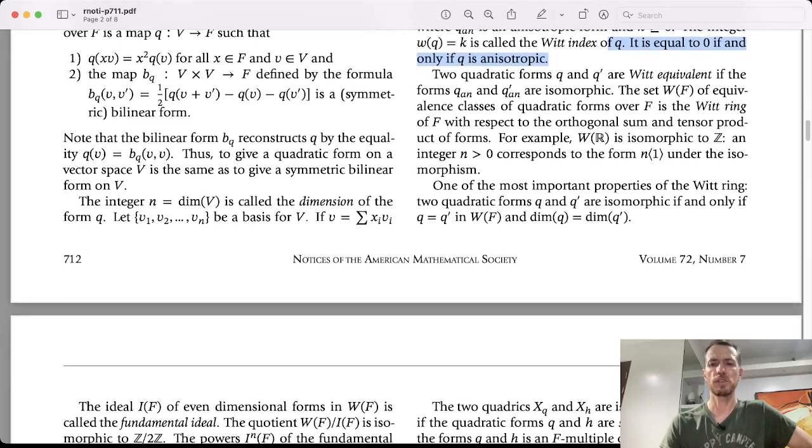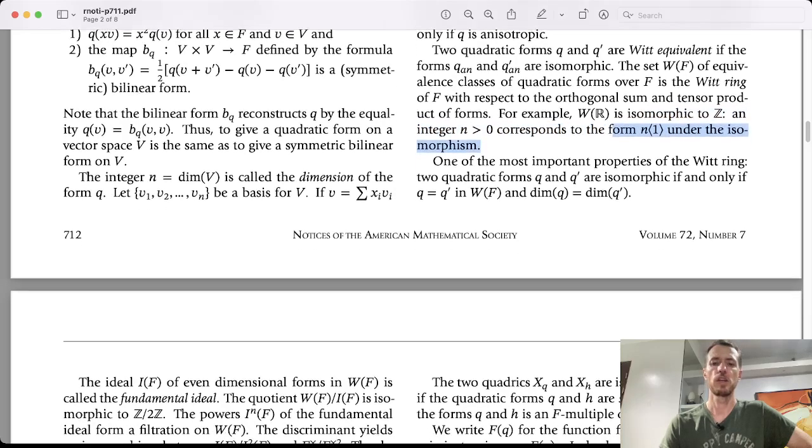Two quadratic forms Q and Q′ are Witt equivalent if the forms Q_an and Q′_an are isomorphic. The set W(F) of equivalence classes of quadratic forms over F is the Witt ring of F with respect to the orthogonal sum and tensor product of forms. For example, the Witt ring of the reals is isomorphic to the integers, and an integer n > 0 corresponds to the form n⟨1⟩ under the isomorphism.